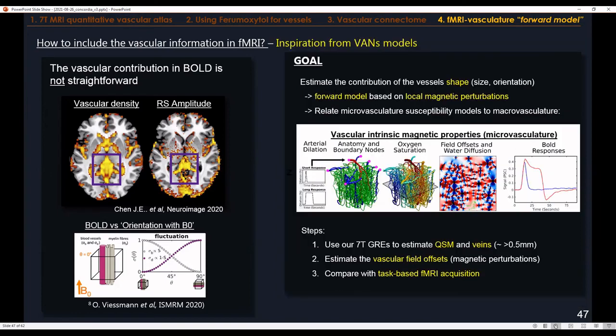So our goal was to build what we call a forward model based on the local magnetic perturbation surrounding the vessels. This work is based on microvascular models, like VAN models, that use blood susceptibility, flow, and localization of the vessel size to model a bold response. But now we want to take these microvascular models and bring them to the macrovascular size scale.